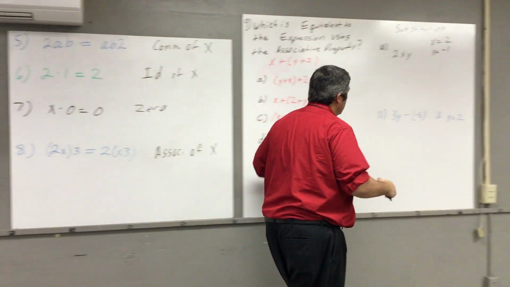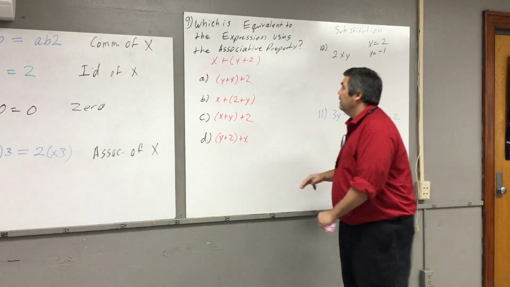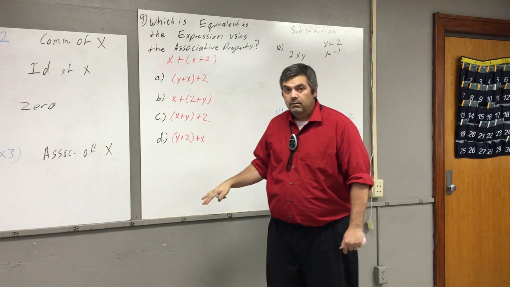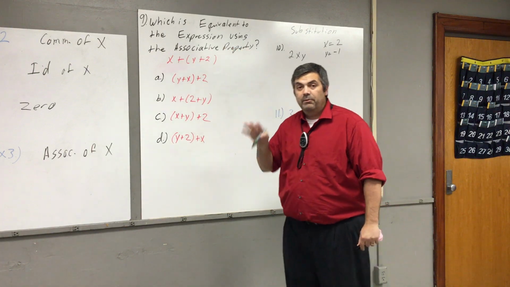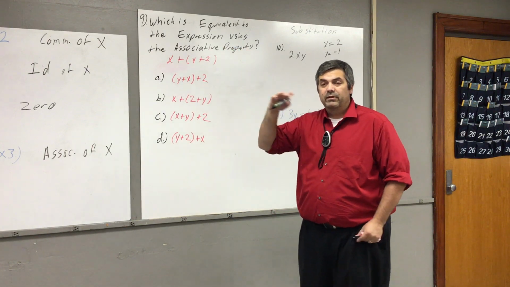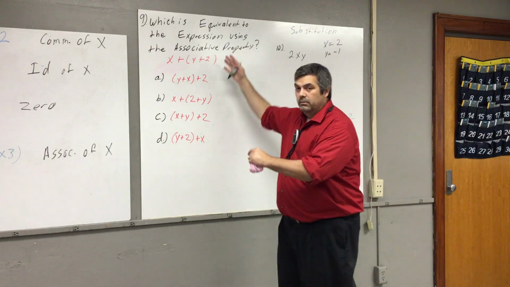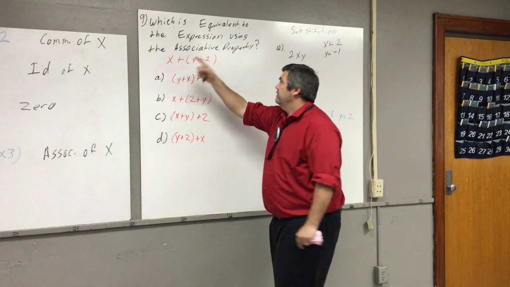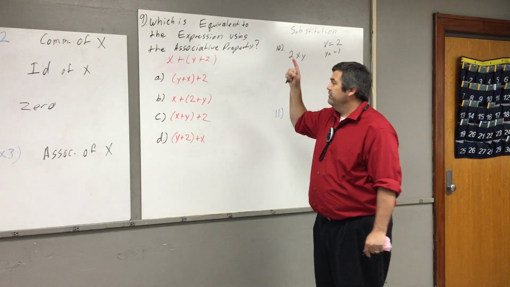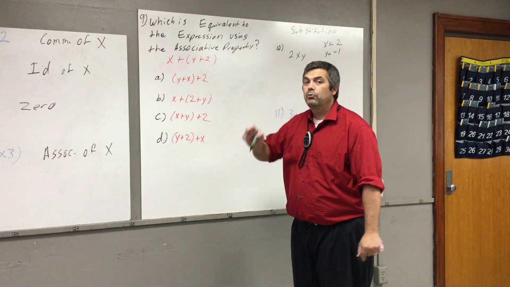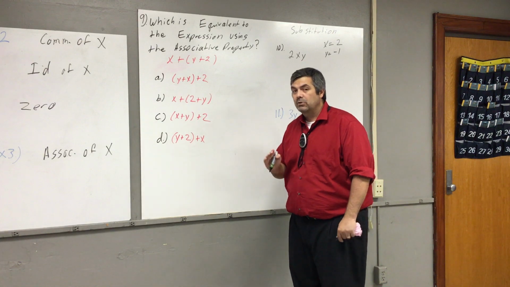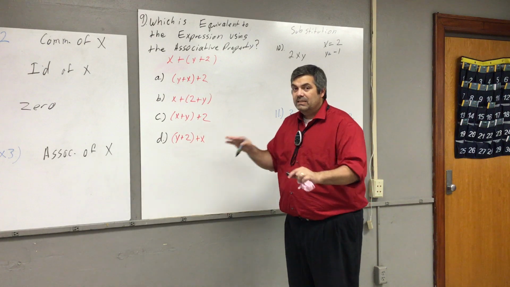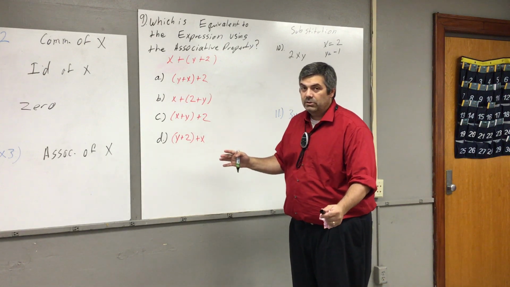Okay, now we're going to take a look at this. Okay, you're going to have a problem very similar to this. Okay, the wording here is going to be very similar. Remember when we did the equivalent problems? Okay, this is what this is looking for. Which is equivalent to the expression using the associative property. Now it's telling you which property has to be used. So if it's using a different property, even though they may be the same, it's got to use the associative property.